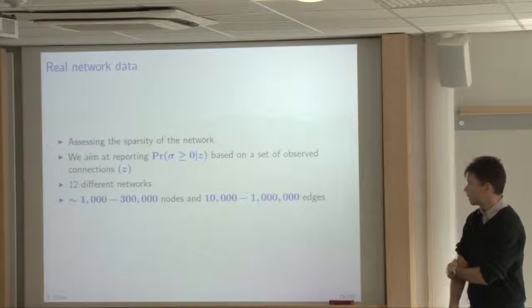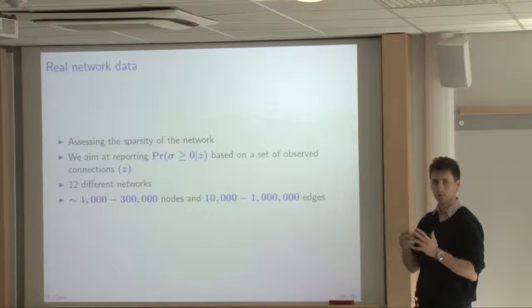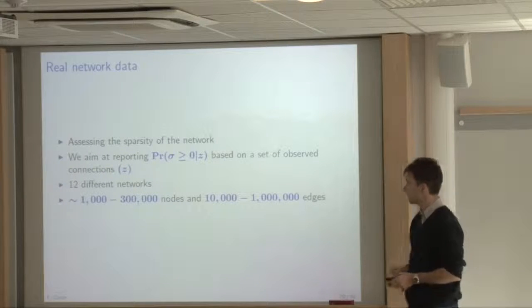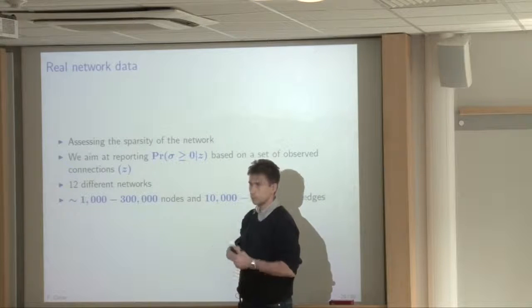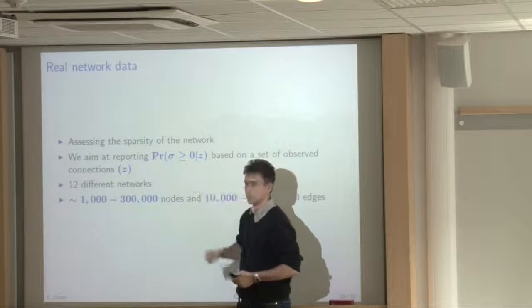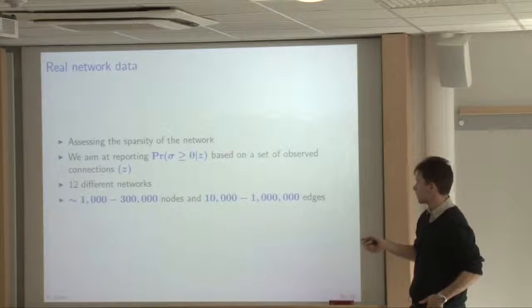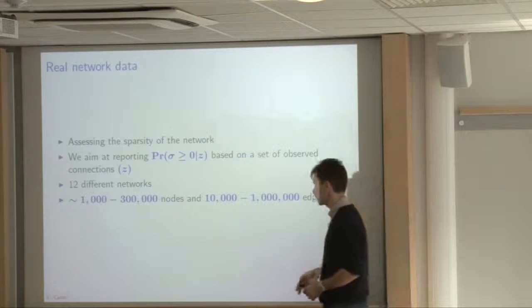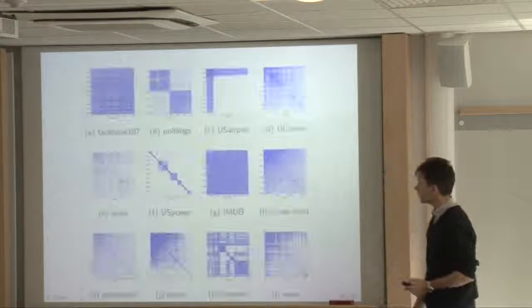Okay, so we use this model to try to assess the sparsity of real-world networks. We use our generalized gamma process, learn this parameter sigma, and report the probability that this parameter sigma is greater or equal to 0, based on a set of observed connections. We do that for 12 different networks, where the number of nodes ranges from 1,000 to 300,000 nodes, and up to 1 million edges.